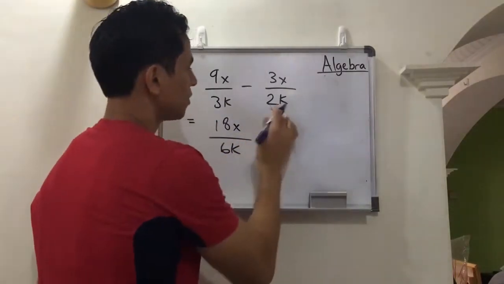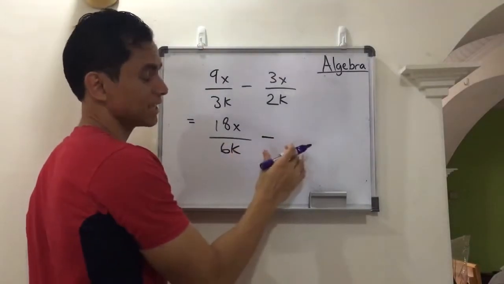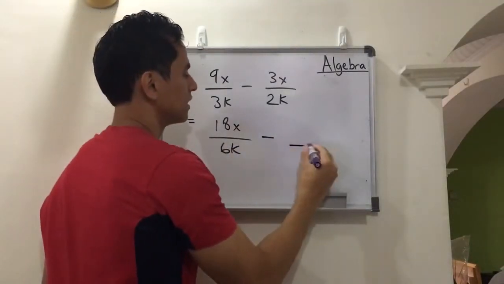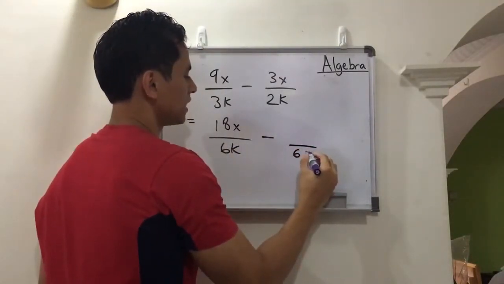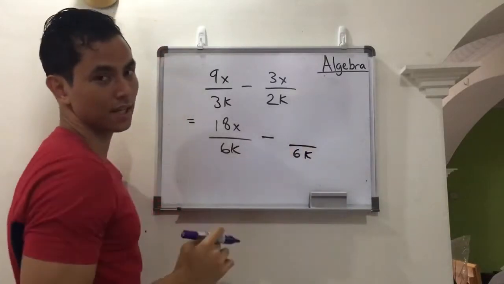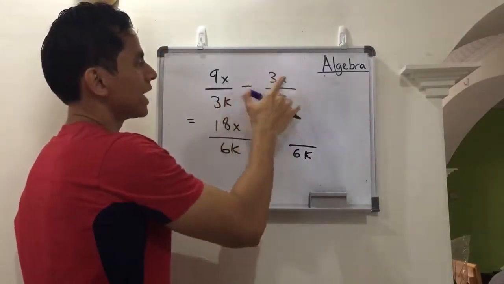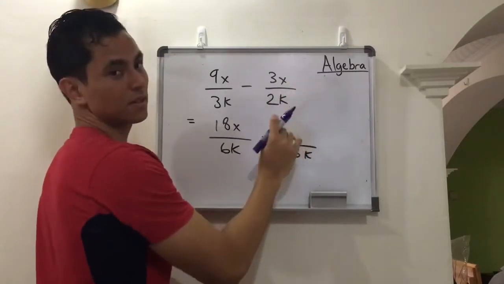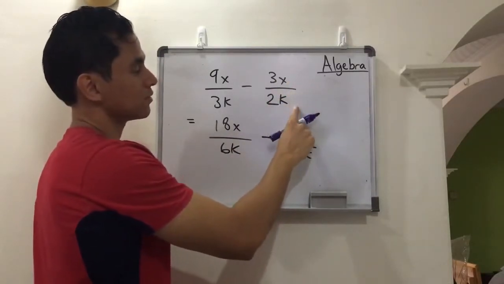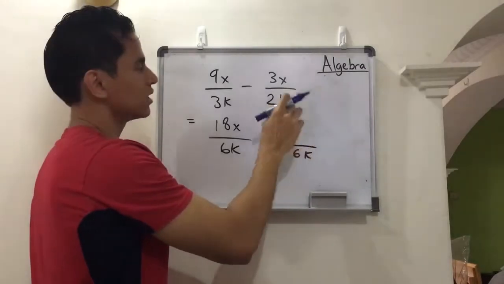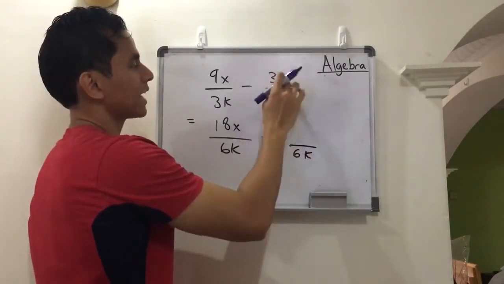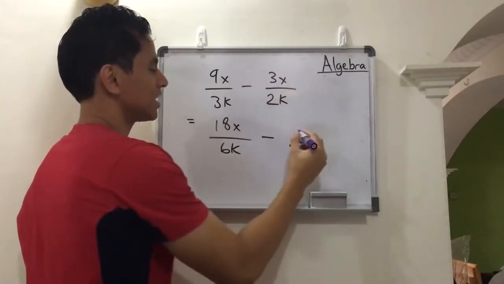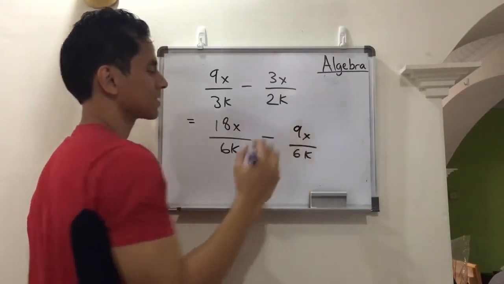Alright, so now over here, we do the same thing to get the denominator of 6k. So this will be 6k. So 2k times 3 giving me 6k. And now 3x times 3, right? Because we have to do the same. So I multiplied 2k by 3, so therefore multiply 3x by 3. Hence, this just gives me 9x, alright?